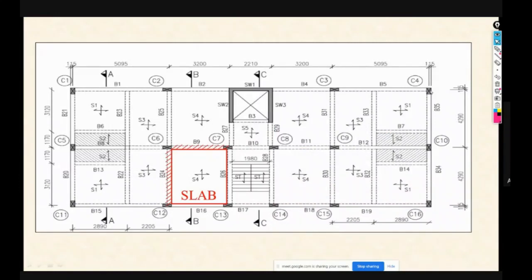Some basic steps are the same as we discussed previously. Suppose we are designing this S4 slab here. For the two-way slab, first we have to decide the edge conditions of the corner, meaning two adjacent edges are discontinuous. There are 9 cases as per IS 456, and we will discuss those 9 cases. As per that, we have to decide which condition is satisfied in our slab. So we are considering the S4 slab here.